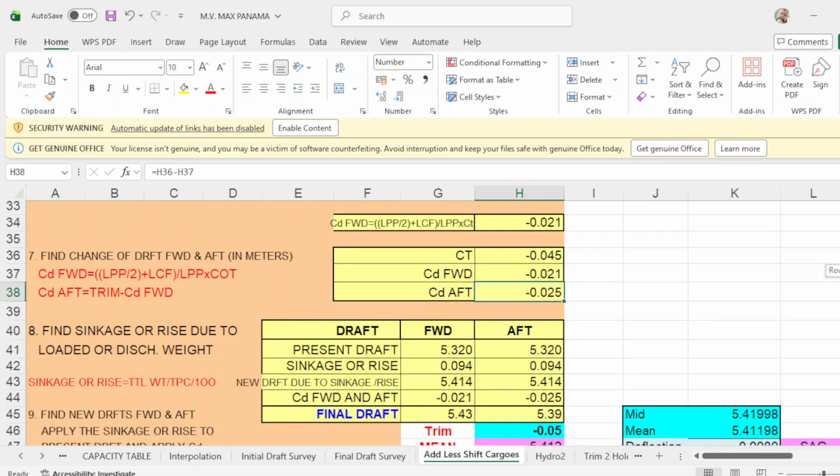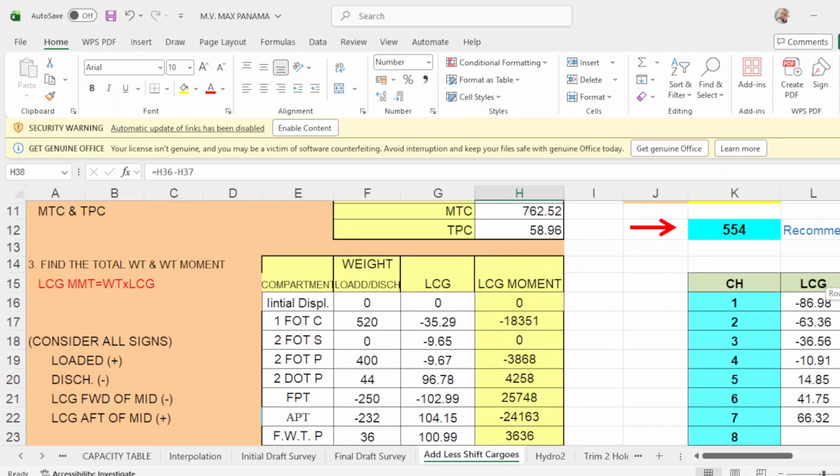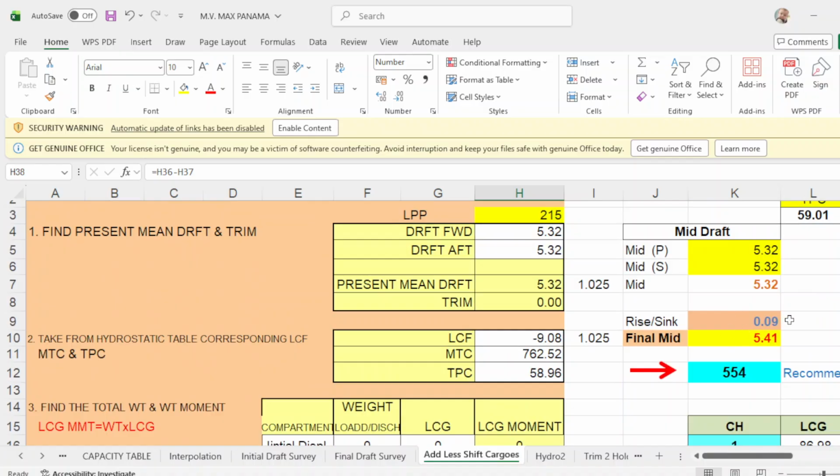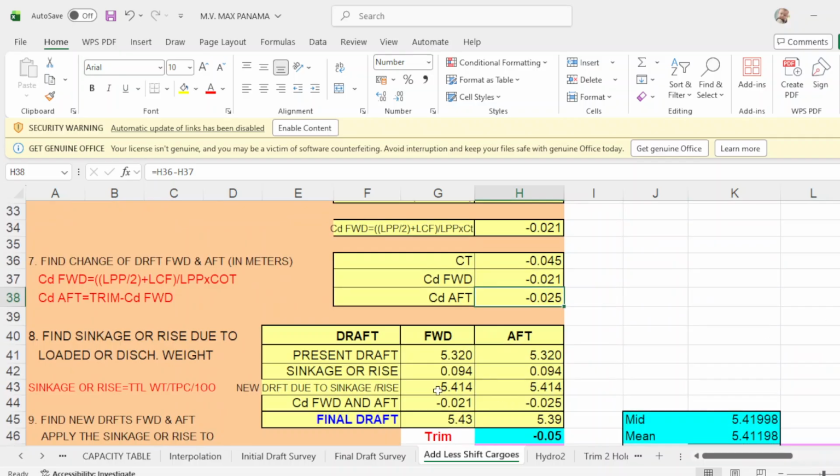Then you apply this equation. Forward drop is 5.32, up is 5.32. Apply your sinkage, 0.94, which is this one. Your parallel sinkage is this one, so that is 0.909. Then you apply forward and up, you add this one, then your new drop with sinkage is 5.14 forward and up is 5.14.